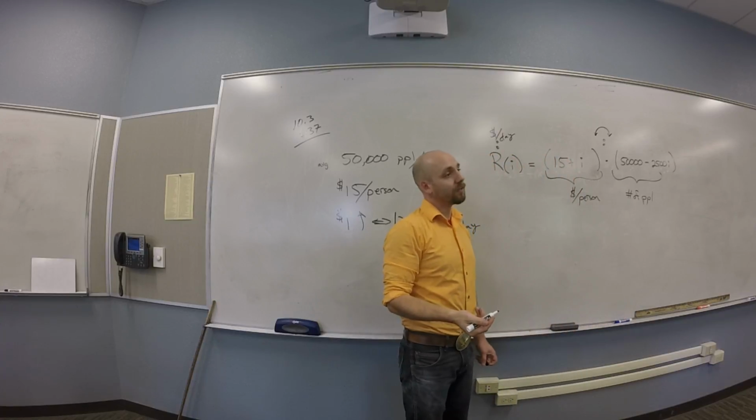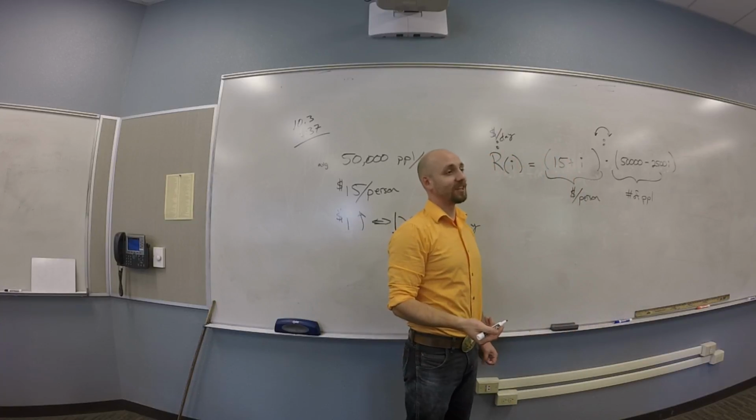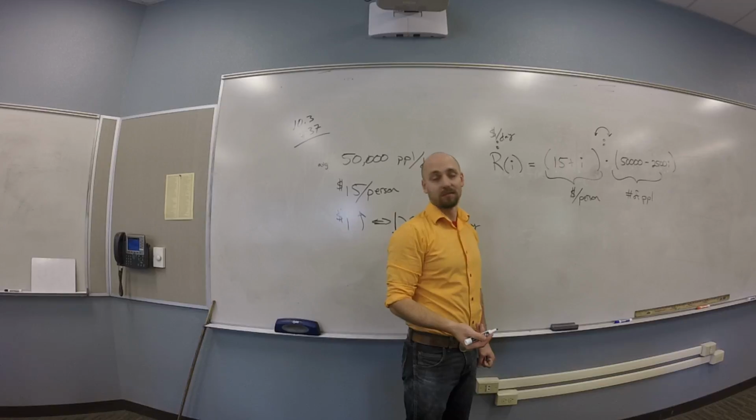You could FOIL it out and then maybe you'd notice. If you still didn't notice that it was a parabola, then you maybe slam this in a graphing calculator and see what it looks like.